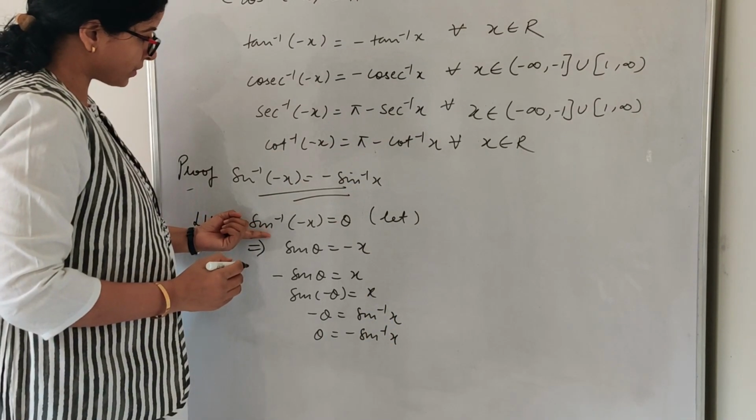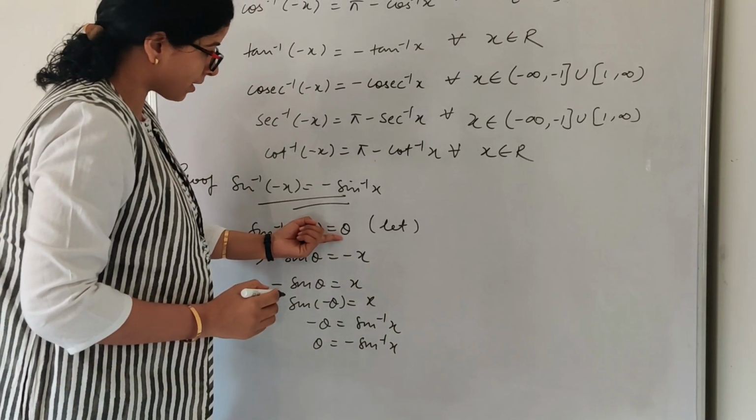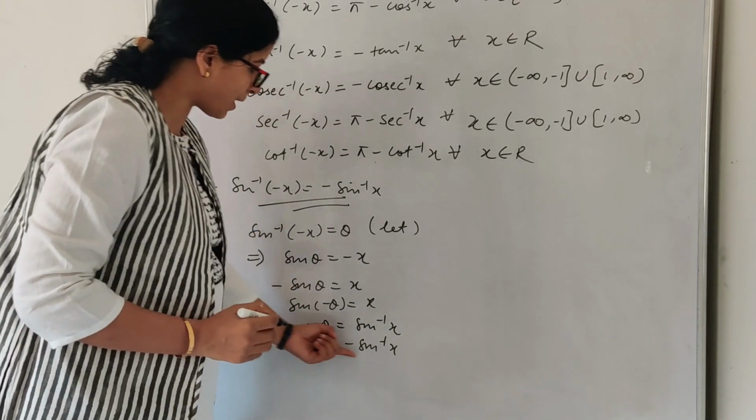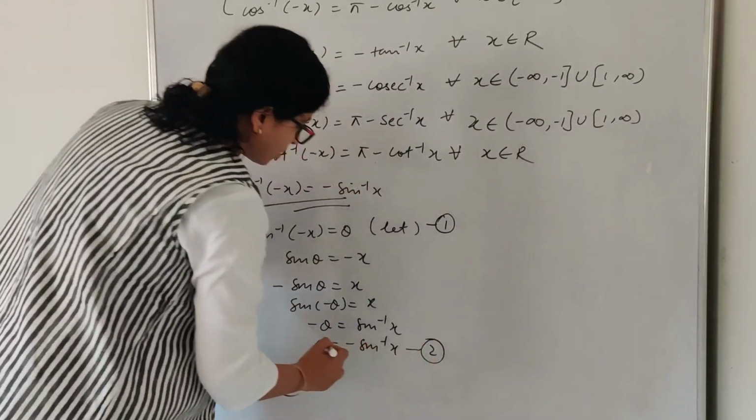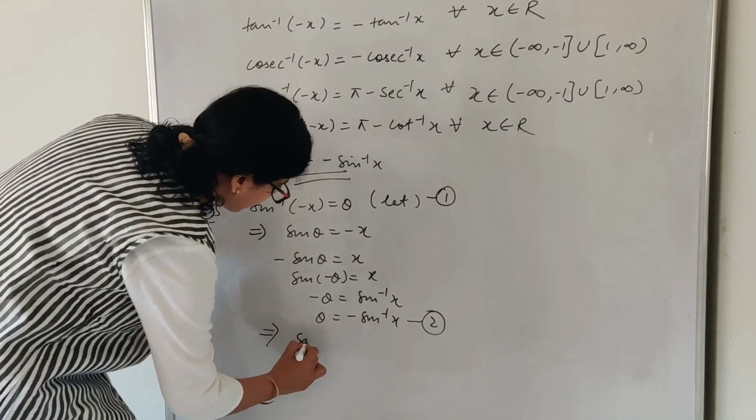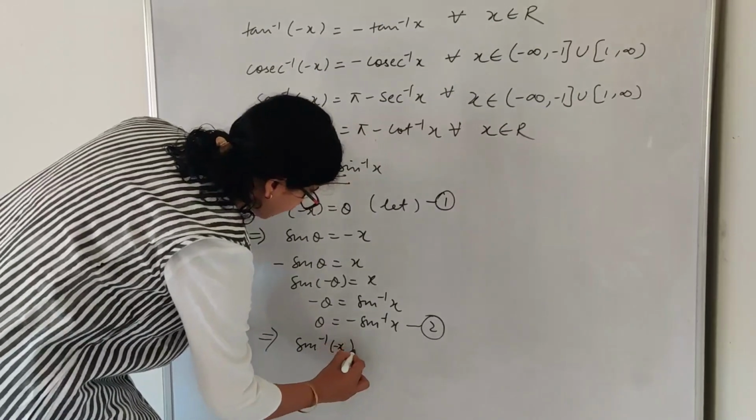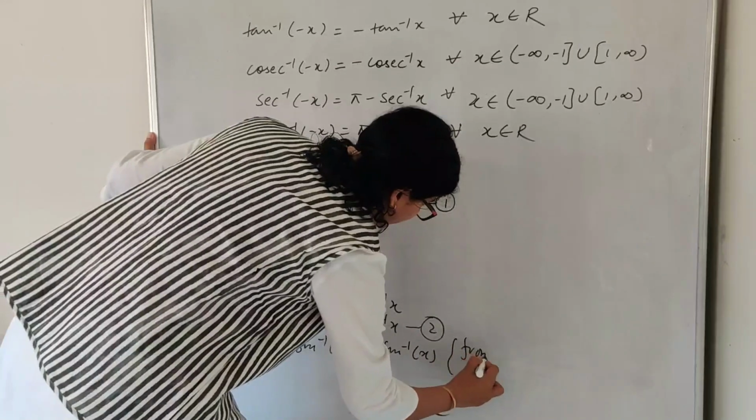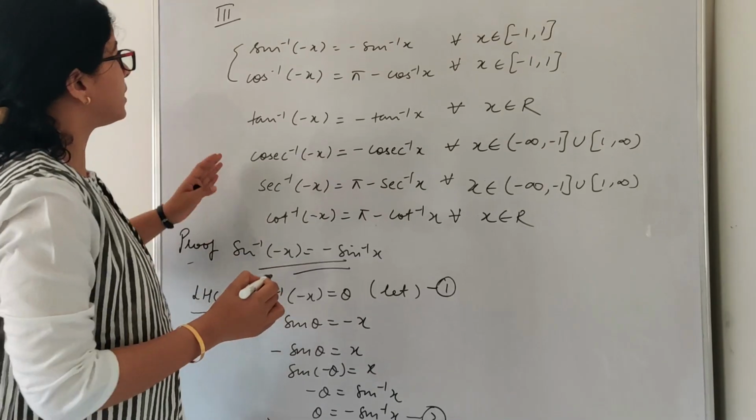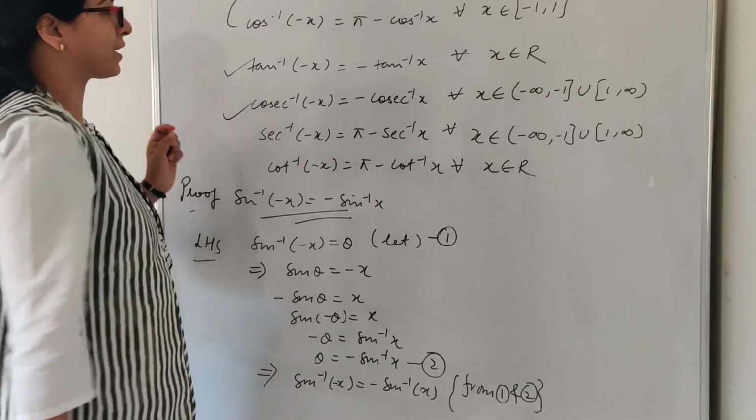Here I assume sine inverse minus x equals theta, and I have reached that the value of theta is minus sine inverse x. So from the first and second equation I can write sine inverse minus x equals minus sine inverse x. So similarly you can prove tan inverse, cosec inverse.